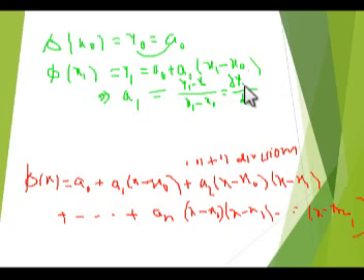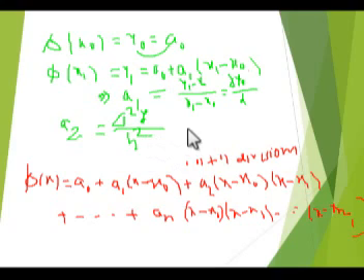Similarly, if you calculate a2, we will get the forward difference operator applied second time on y0 by h square, that is delta square y0 by h square. And so on, the others can be calculated.